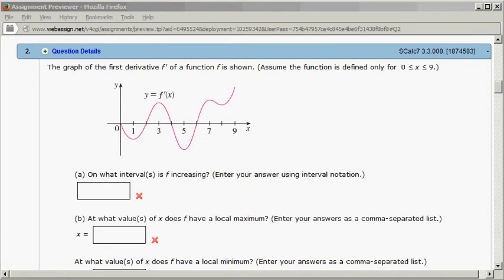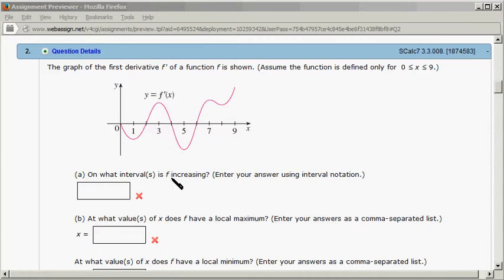Okay, let's look at homework 3.3, problem number 2. We have the graph of f prime, and we need to answer these questions. So let's do that. On what intervals is f increasing? We're talking about f, and the given graph is f prime.